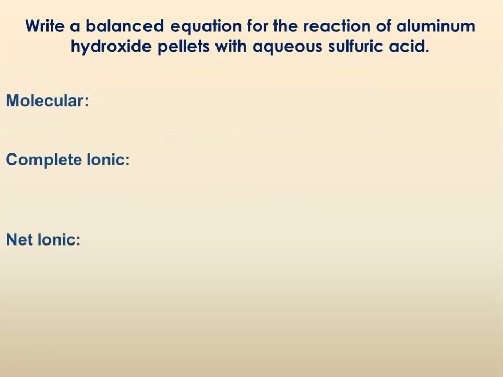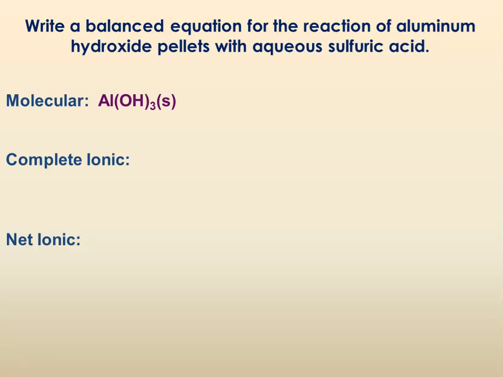In this particular one, I didn't give you formulas, I gave you words, so we're going to have to translate this one. We have aluminum hydroxide pellets reacting with aqueous sulfuric acid. So aluminum hydroxide is our base. Hydroxide means it's a strong base. Aluminum is in group 13, it's +3. Hydroxide's -1. So when I write that particular formula, I would need 3 of the OHs to balance it out. And because it's in pellet form, that means it's a solid.